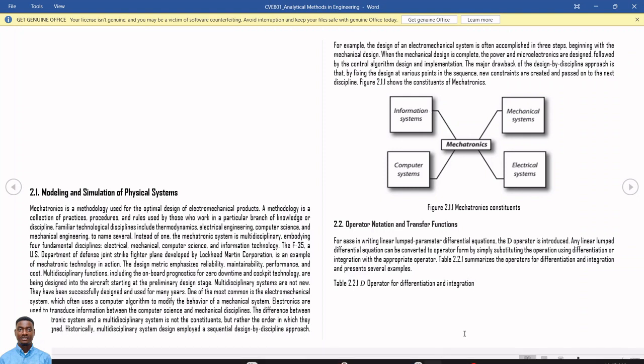Now, the word multidisciplinary system is not new. It has been in existence for so many years. Particularly, the most common one that we can relate with is the electromechanical system. And this is a system that uses a computer algorithm to modify the behavior of a mechanical system.